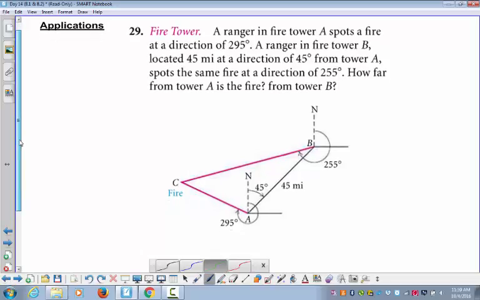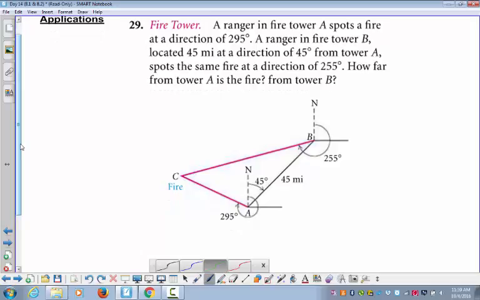If you're not sure. Okay, so fire tower A, fire is at C. So let's make sure we understand how they drew the angles. So A spots the fire at a direction of 295. When they say direction of 295, they mean from the north pole going clockwise. So that 295, to spot the fire from tower A, we're going to rotate around 295. So we're going clockwise around. So 295 all the way around.